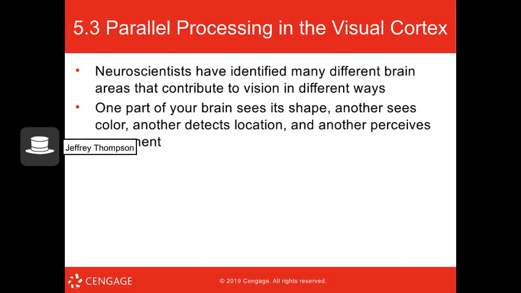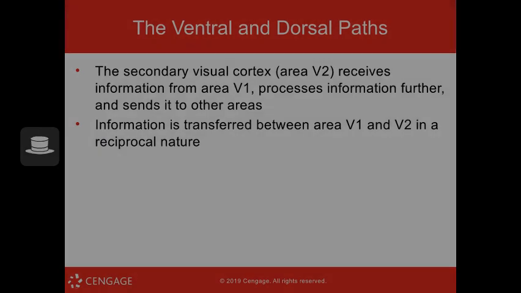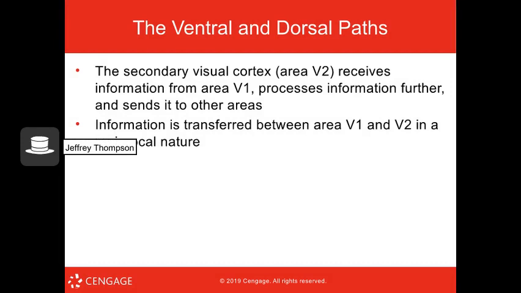So we've identified many different parts of the brain that contribute to vision in different ways. We have the parts that see shape, the others that see color, another area for detecting location, and also for movement. The secondary visual cortex, area V2, receives information from area V1, processes that information further, and sends it to other areas. Information is transferred between V1 and V2 in a reciprocal nature.